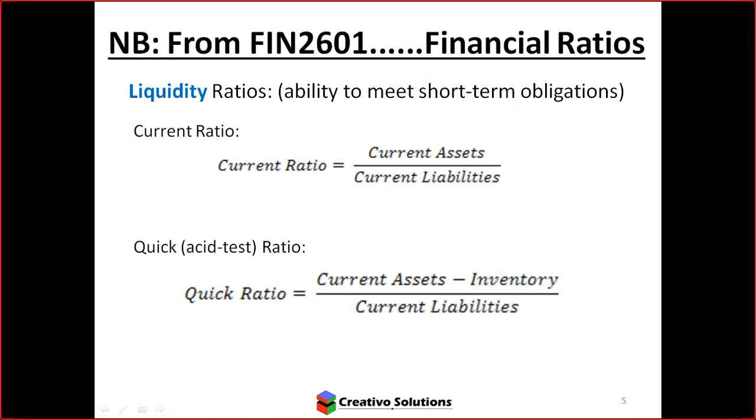It's obviously less your inventory. Good. So why do we take out inventory? I can't remember. Can we always sell it? No. Okay. Inventory can become obsolete. And because inventory sometimes could be very difficult to sell, we're going to be removing it from the current ratio, and that gives us the quick ratio.